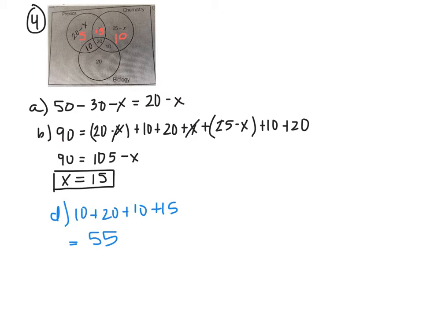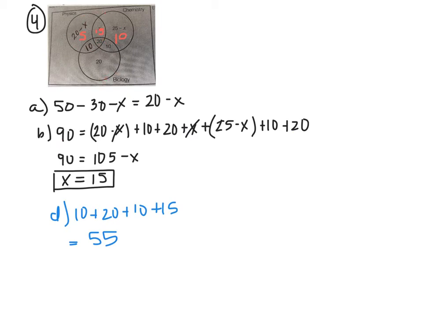Part C wants us to finish the Venn diagram. So X is 15, this section in here. This section is 25 minus X, so 25 minus 15, which is 10. This section here is 20 minus X, which is 15, so you get 5. And then we already said if 30 study biology and physics, and 20 study all three, that means 10 study just biology and physics. So this would be the completed Venn diagram here.